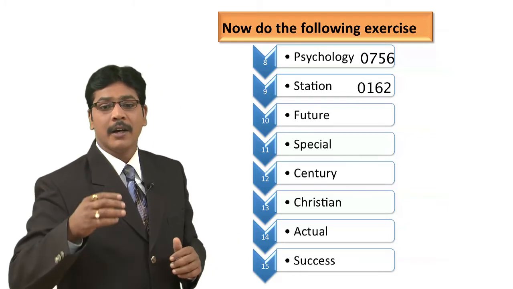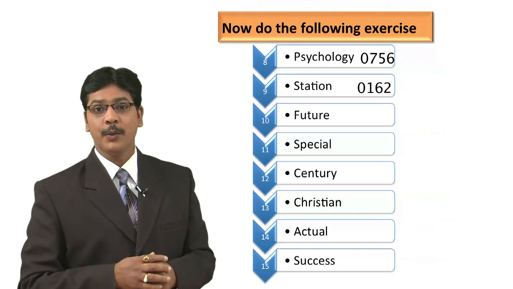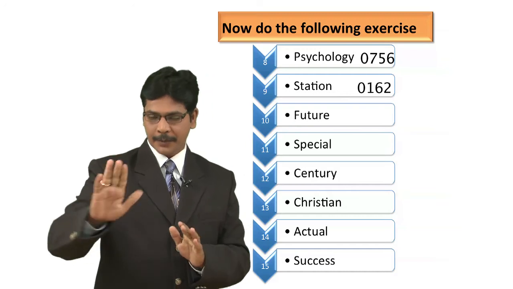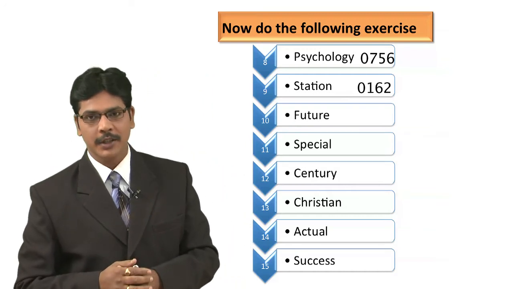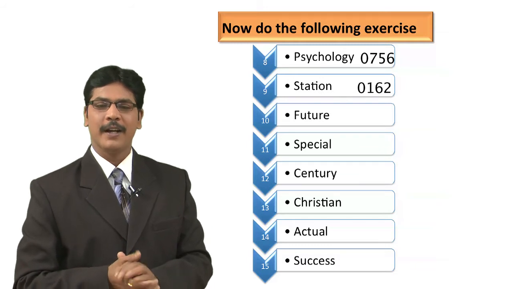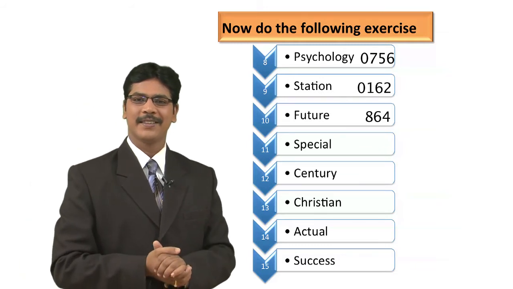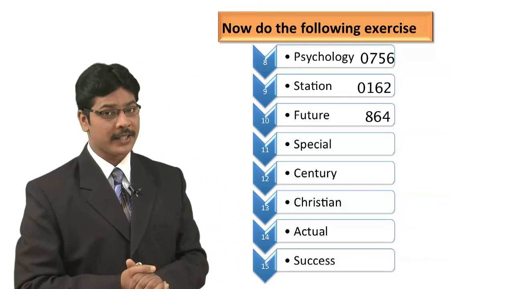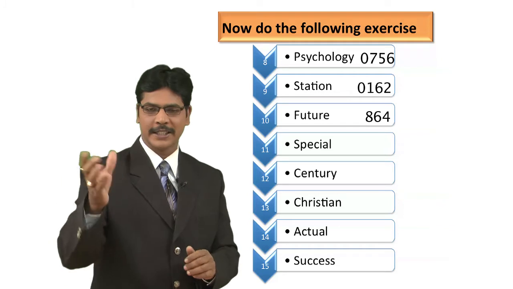Next it is future. Now look at the magic of T there. In the previous word, it sounded like SH. Now it is sounding like CH also. See? Future, 864, that's the answer. English has its own rules. Got to understand them. So future is 864.